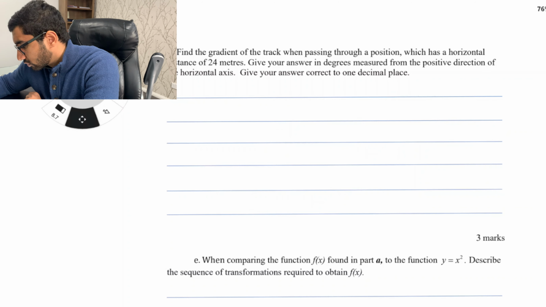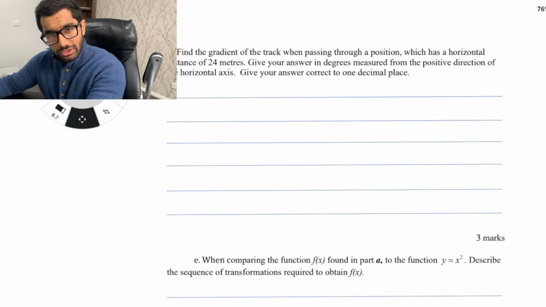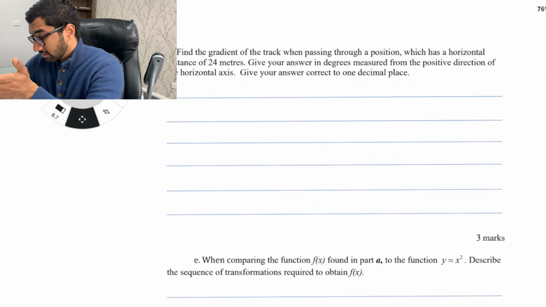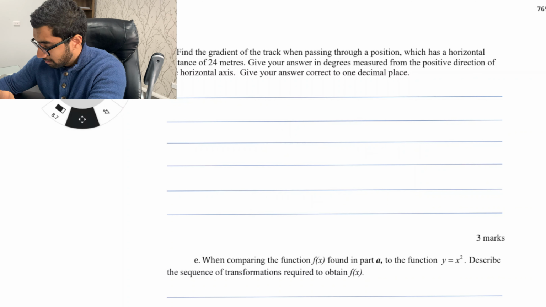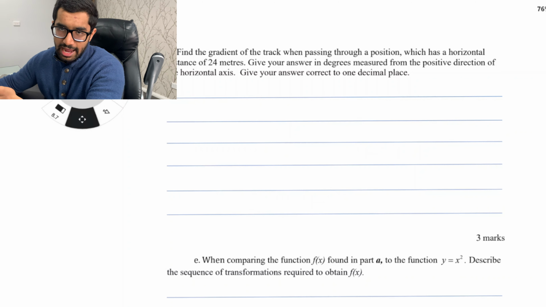So find the gradient of the track when x is equal to 24, essentially. So you find your derivative, because your derivative gives you the gradient, and you sub in x equals 24, okay? That'll give you the gradient. Now, the next thing we would have to do is use m equals tan theta again, and that would give us an angle, okay?